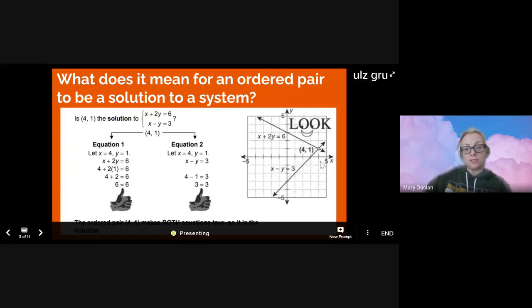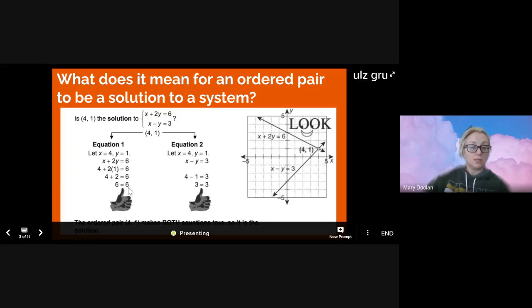Sometimes when you're graphing to solve, it's not always incredibly accurate. So you can check your work with what we are showing here. This is using algebra to show that this ordered pair actually does satisfy both equations. So if we take equation 1, which is x plus 2y equals 6, the first one, and then I replace the x with 4 because the x coordinate is 4, and replace the y with 1 because the y coordinate is 1, and then evaluate it to see that actually I end up with something that's true.